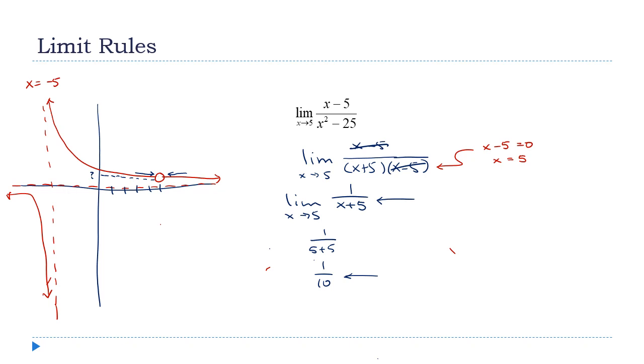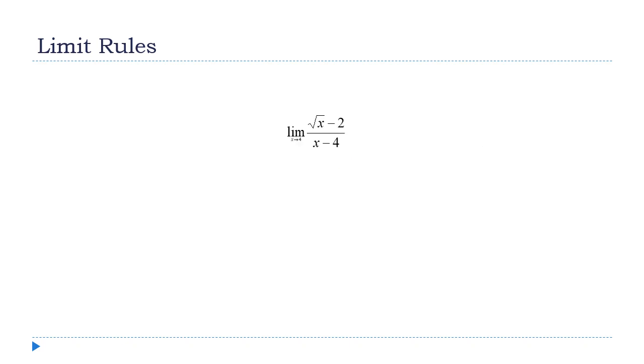Okay, so how about this one? A similar problem, that's the limit as x approaches 4. If you put 4 into here, you get the square root of 4 minus 2 over 4 minus 4, and that's 0 over 0, the same kind of problem scenario that we had before. So I'm going to apply the same strategy and hope that I can simplify this away.